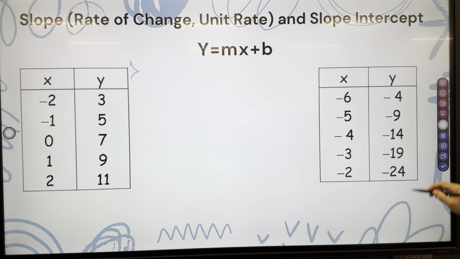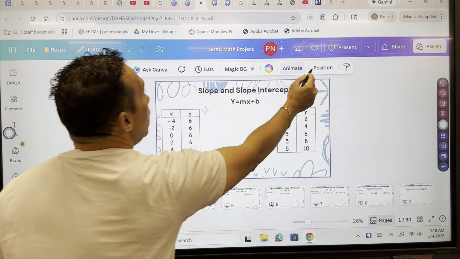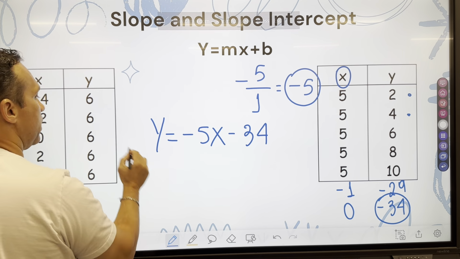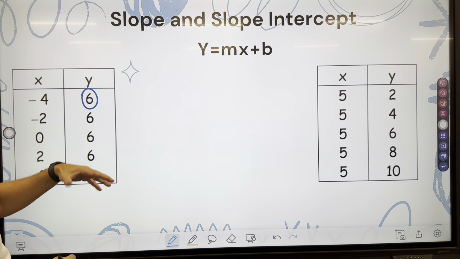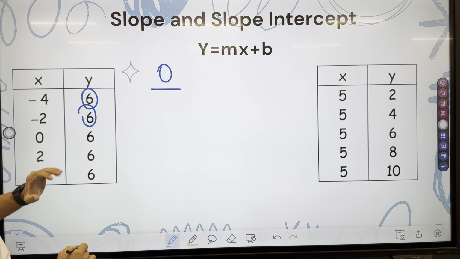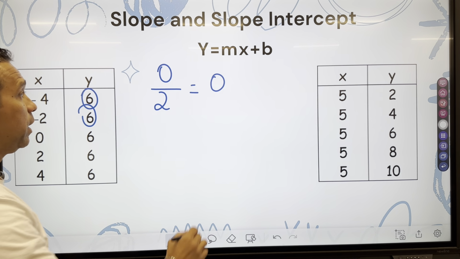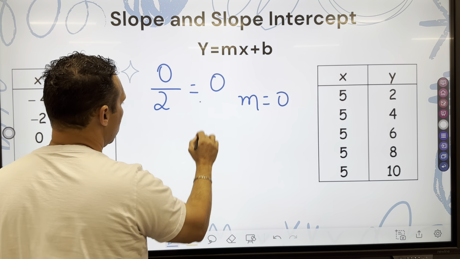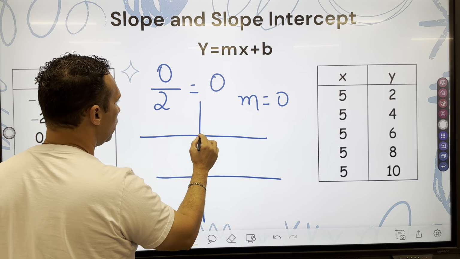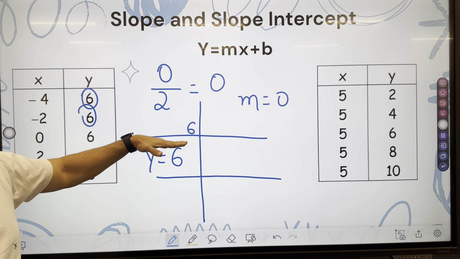That's my equation. But Mr. Paulo, the next one, when y repeats all the time, what we get is the distance between 6 and 6 is 0. When we have 0 on the top, it doesn't matter what happens in here, like 2. So that'll be 0. The slope is 0. The graph is a horizontal line on 6. So here is the number 6. Y equals 6. When y repeats, we have that.